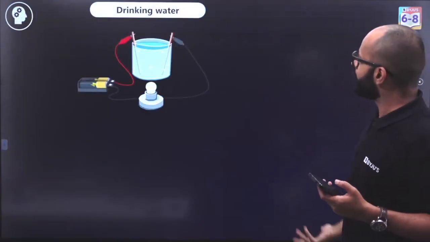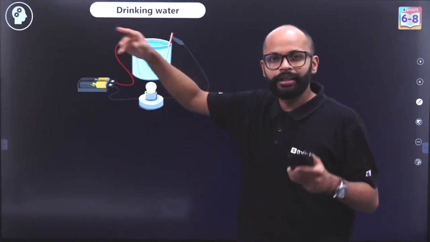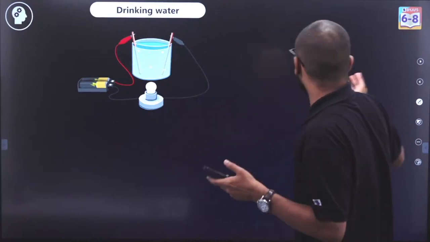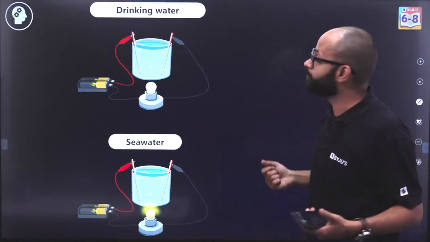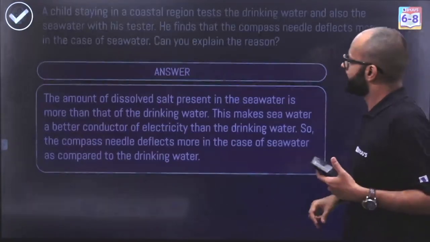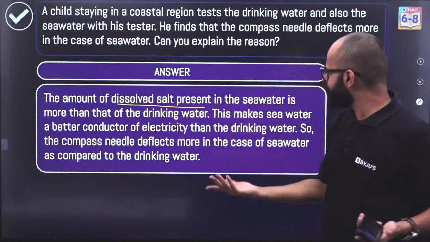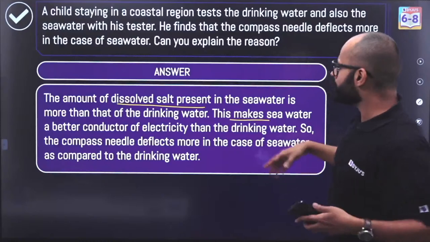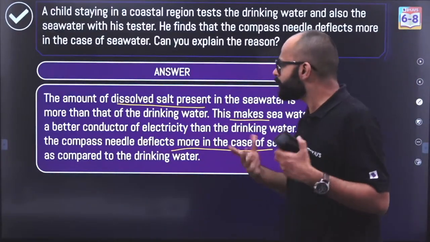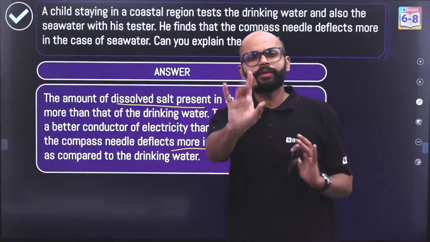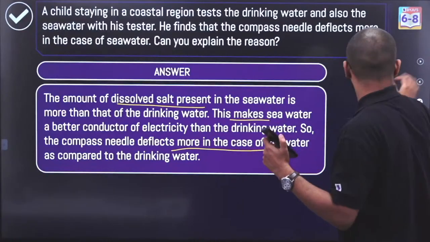Chalo. Drinking water mein utni impurity nahi hogi jitni sea water mein hoti hai, hai na? That's why sea water has so much salt content in it, that's why it has more ions. So the amount of dissolved salt present in the sea water is more than that of the drinking water. This makes sea water a better conductor of electricity than the drinking water. So the compass needle deflects more in the case of sea water. Simple, hai na? You cracked the question. Very good. Hello, Keshav.